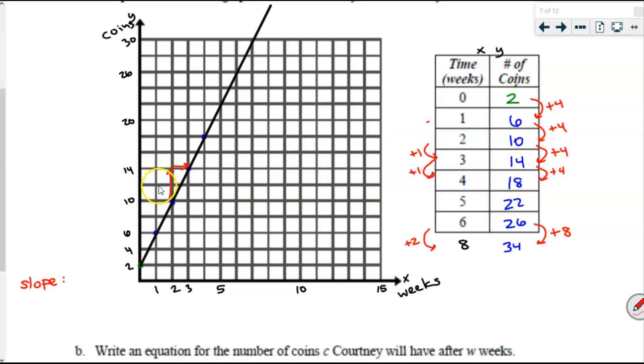4. You have to pay attention to the scale. Remember the scale that you guys chose? Remember how you even chose it? We have to watch that. We're not just counting grids. We're not just counting boxes. How much am I going up? If I'm at 10 and I'm going up to 14, how much am I rising? 4. How much am I running? How much am I going over?